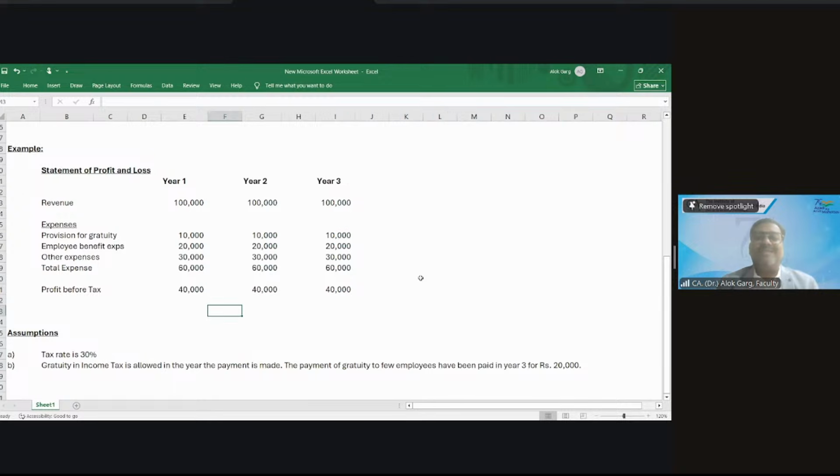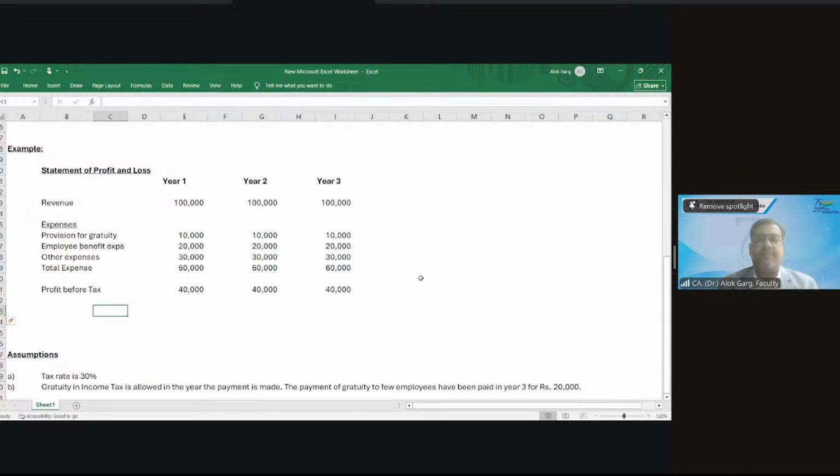So friends, this is your profit and loss account. This is your PBT, right? Now tell me, what should be your tax expense? Tax rate is 30%. I'm talking about P&L. I'm not talking about income tax return. As per accrual principle, if 40,000 is your profit before tax, what should be your tax expense if 30% is the tax rate? 12,000.